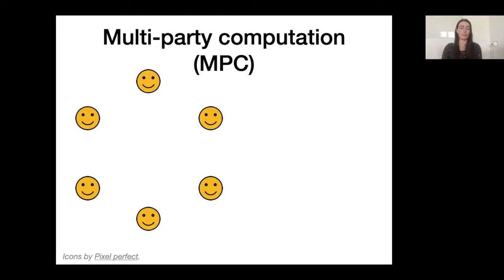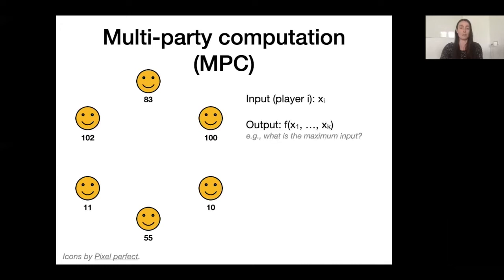We have multiple players indexed by i, each with their own input x_i. In this example, I drew 6 players who each have an integer number as their input. Now, the players want to compute some function f jointly on all the inputs. For example, they may want to know what the highest number is that any player has as input.